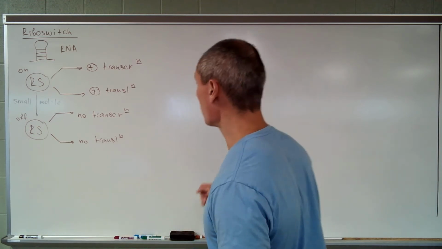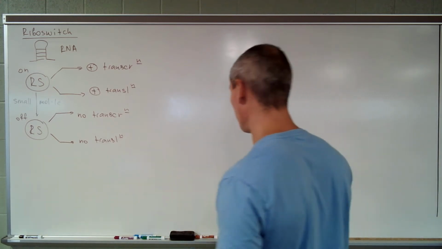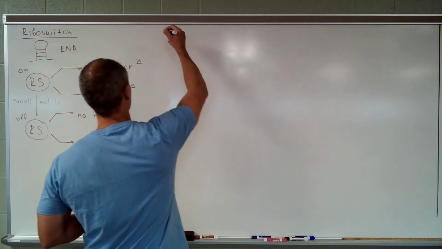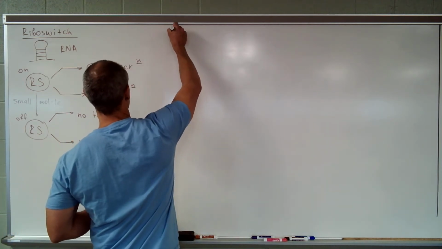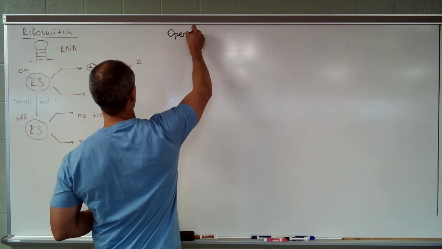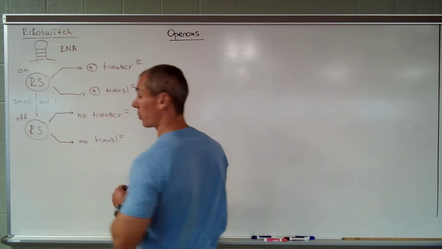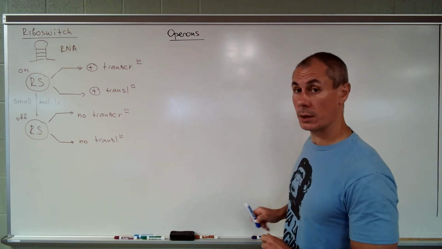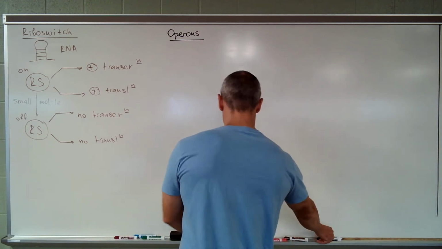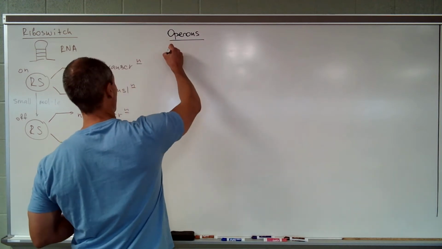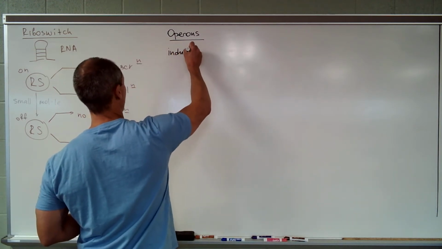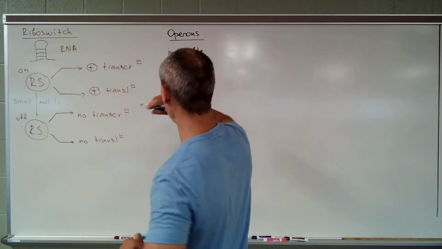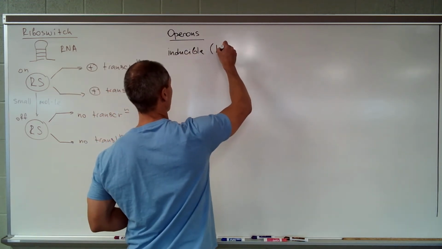So another mechanism to regulate gene expression, some of you may have heard about it. This is called operons. There are two types of operons that I want you to know. One of them is inducible, another one is repressible. So let's start with the inducible operon, and I'm going to use the same example. We're going to go over what's going on using the example of the lactose operon.